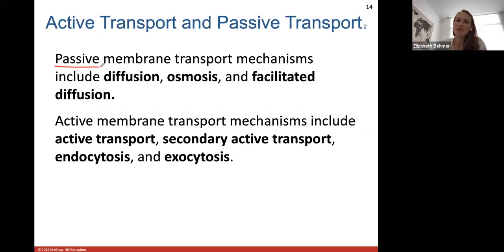So passive membrane transport mechanisms, which again happen freely, no energy is required by the cell for these to happen, are what we call diffusion, osmosis, and facilitated diffusion. And an active membrane transport mechanism, which again means the cell is either pulling for something to come in, pushing it, or another mechanism is helping it come in. These include what we call active transport, secondary active transport, endocytosis, and exocytosis. And we'll go over these a little bit now.